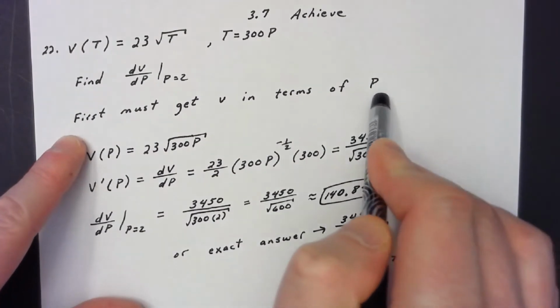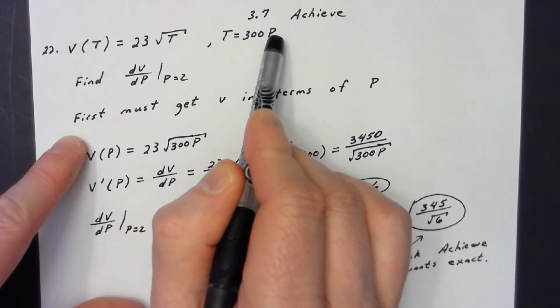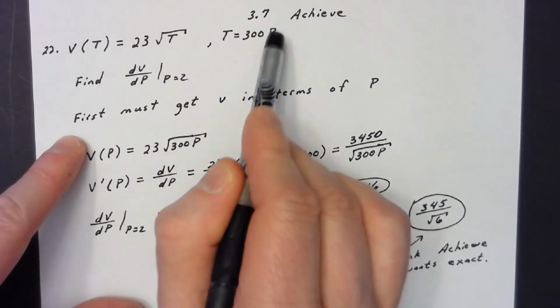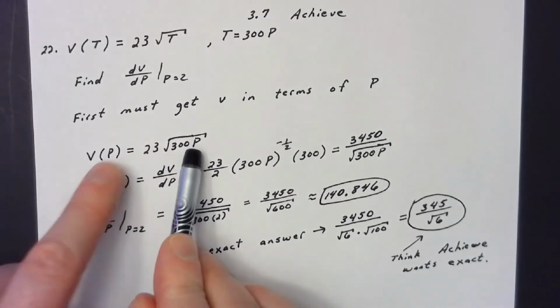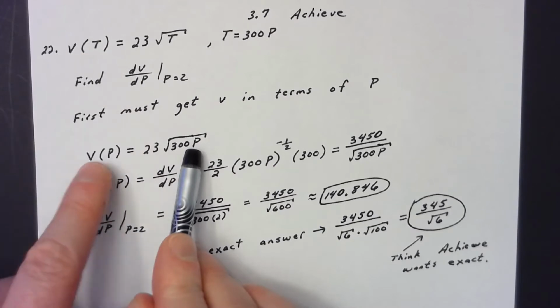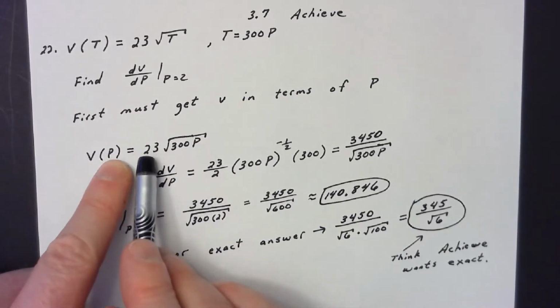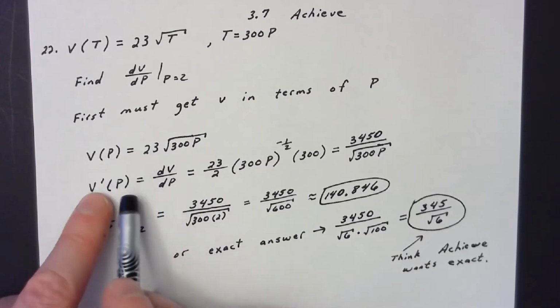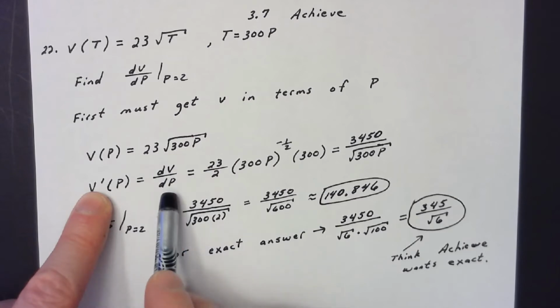But that's easy to do because they tell you that the temperature is equal to 300 P. So all I have to do is substitute that into the place of T in my problem. And then notice now the velocity is not given in terms of the temperature, but in terms of the pressure. So this enables me to take the derivative, and I can find V prime of T, or otherwise known as dV/dP.